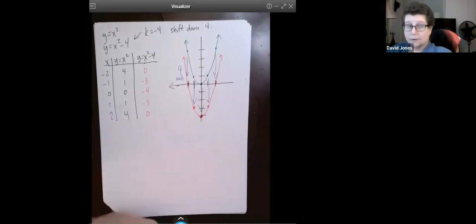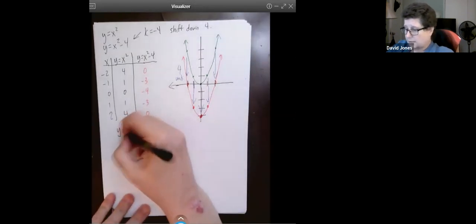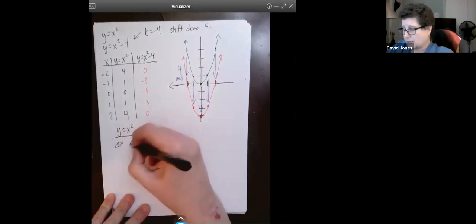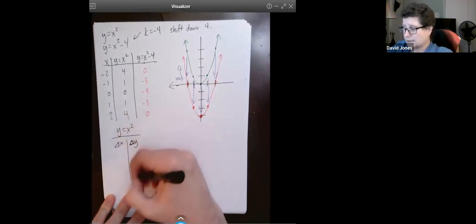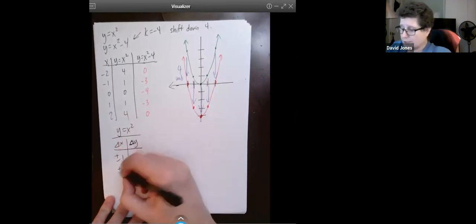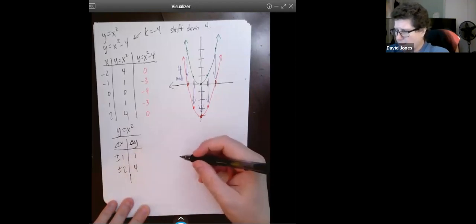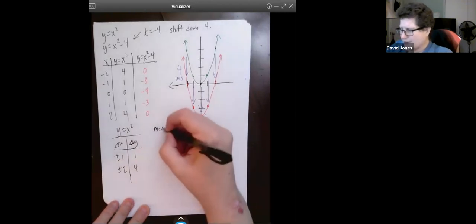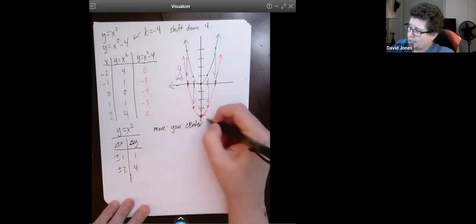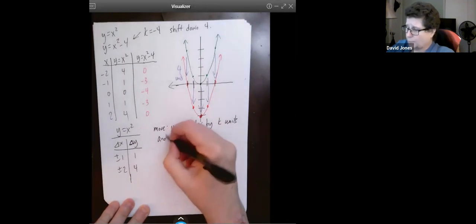So if you remember the base graph, change in x, change in y, we have plus or minus 1 is 1, plus or minus 2 is 4. Move your center down, move your center by k units, and then plot points from there.